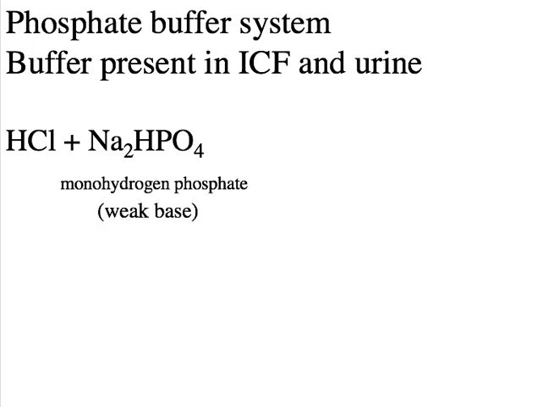Na2HPO4. This is monohydrogen phosphate, which is a weak base. Notice that those two things are combined together. Strong acid with a weak base. You start to see the pattern here. Reversible arrow, and it's going to create a weak acid and table salt. So see if you can actually complete this equation without me completing it for you. Take a moment, pause the video.